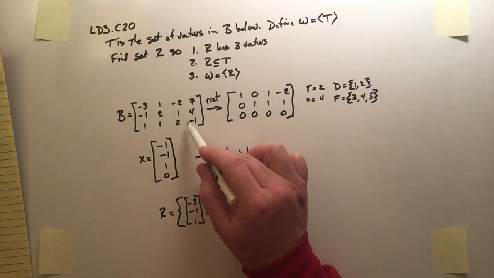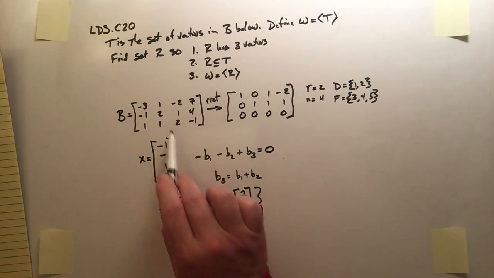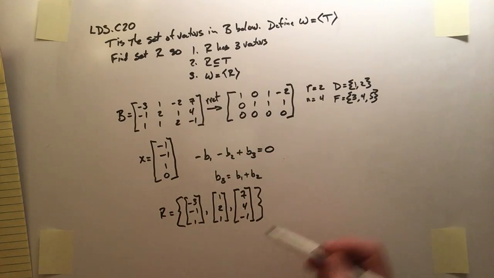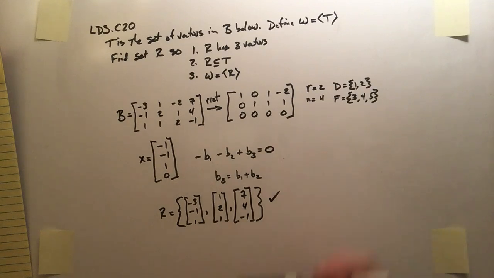Again, we're including any solutions here, and I'm showing you that regardless of the solution, that b3 is a linear combination of b1 and b2. So there it is. It satisfies all 3. This isn't the only set R I could have come up with, but this is certainly one that matches the conditions.